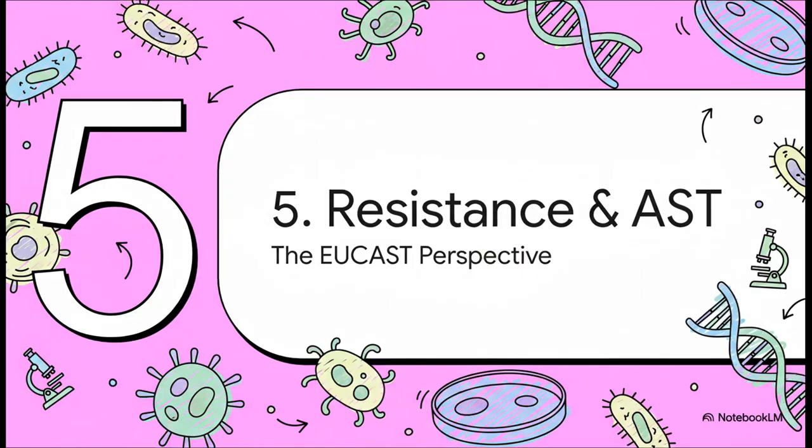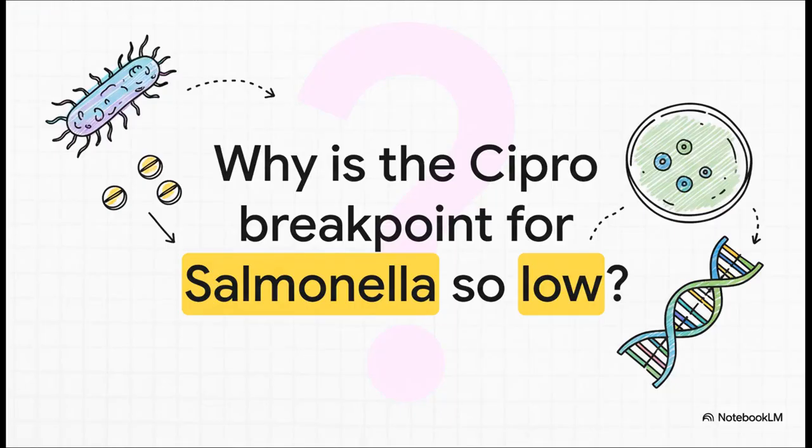All this talk about resistance circles right back to us in the lab and our role in guiding therapy. And this is where the breakpoints from EUCAST, the European Committee, get really interesting and show some savvy clinical thinking. All right, pop quiz for my fellow micro nerds out there. You're looking at your EUCAST table for Enterobacterales. Why is the ciprofloxacin breakpoint for Salmonella species so ridiculously low compared to the others?